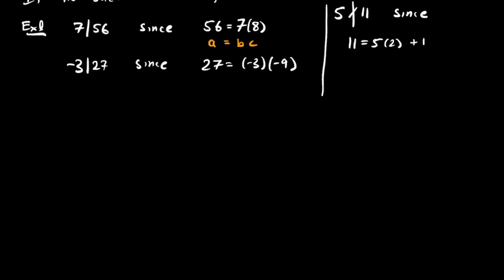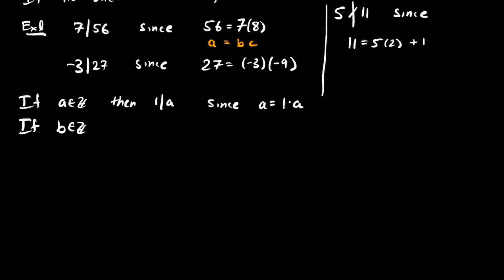We can also write down some more general statements. For example, we could say if a is any integer, then 1 must divide a. Why is that the case? Well, this holds since a can be written as 1 times a. So in this case, our choice of c is a, and our b is 1. Another thing we can say is that if b is any integer, and let's say b is bigger than 0, then b divides 0. Why is this the case? Well, this is true since 0 can be written as b times 0. So in this example, our c is equal to 0, our a is equal to 0, and our b is just equal to b.